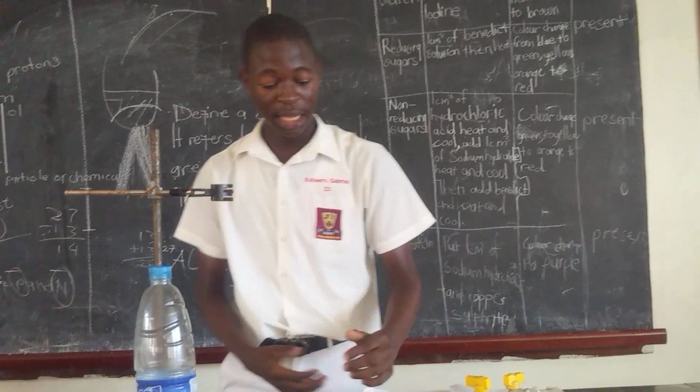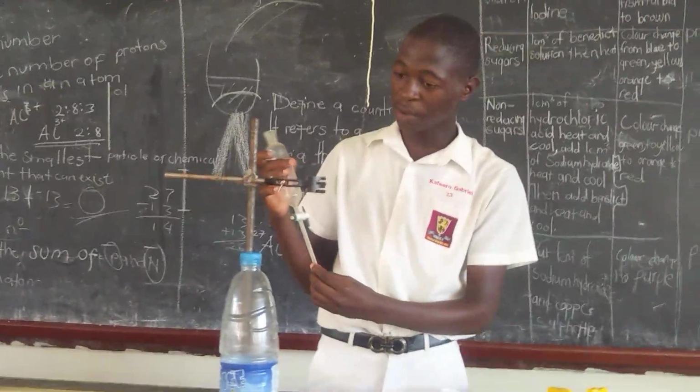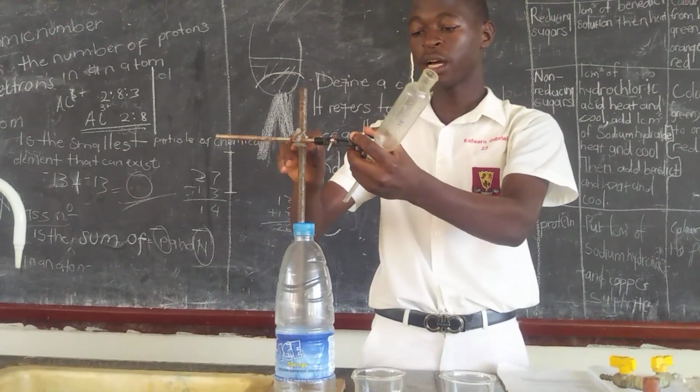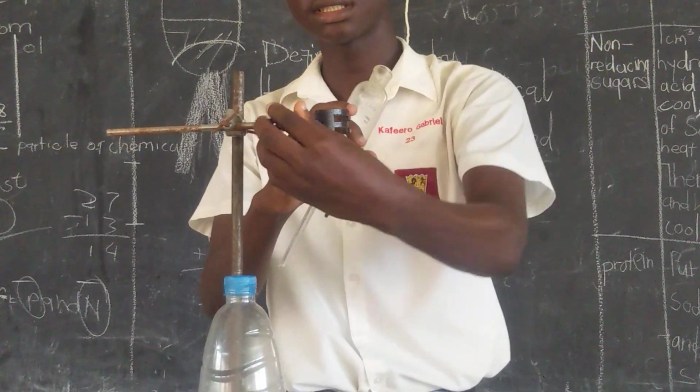So I'll first get this separating funnel and place it on our retort stand. As you see here, our retort stand. I will just maximize it.